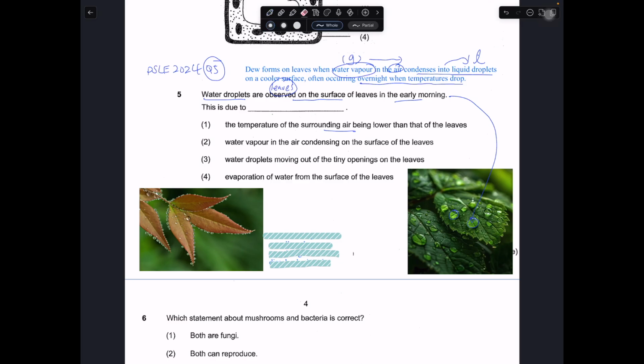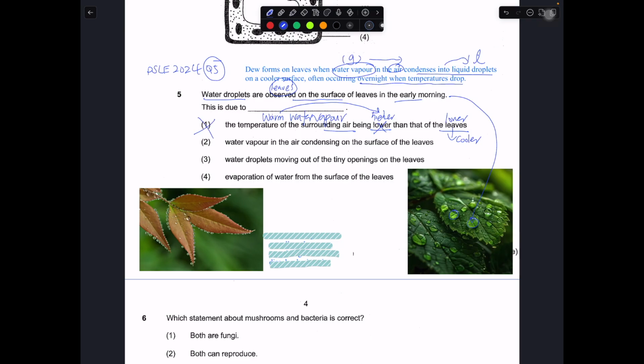The first one: the temperature of the surrounding air being lower than that of the leaf. No, the surrounding air should be higher than that of the leaf. That means the leaf must be of a lower temperature, because we are talking about warm water vapor. Since it's warm, it must be way higher, so it cannot be lower. The leaf is a cooler surface, so the leaf must be of a lower temperature. So the first statement is wrong.